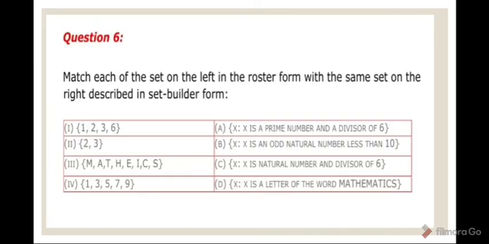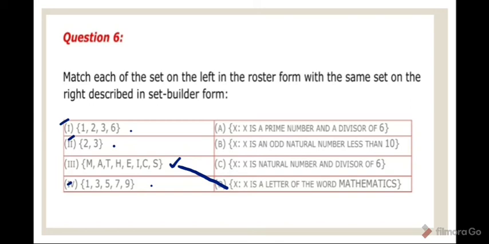Now, question number 6, match each of the sets on the left in roster form with the same set on the right described in set builder form. The first one is 1, 2, 3, 6, the second is 2, 3, they all are in roster form. This one is M, A, T, H, E, I, C, S and this one is 1, 3, 5, 7, 9. Okay, so now I will match. Obviously, this one is very simple. These are the letters in the word mathematics.